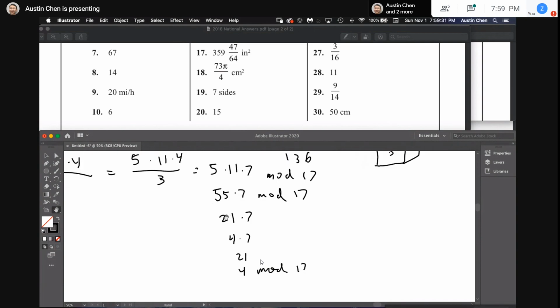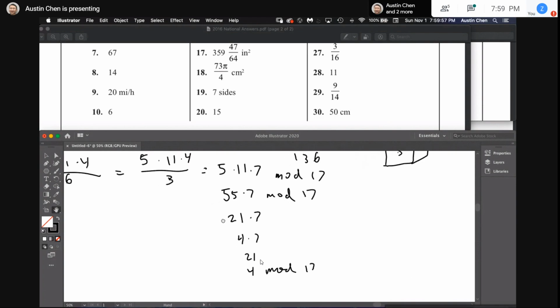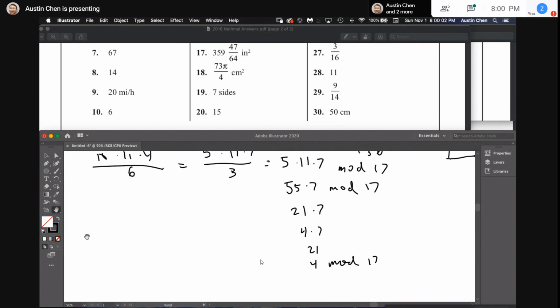In the 55. Oh, okay. Yeah, you can't take out the 34 from the 55. If you just look at 55 times 7, then that's 11 mod 17.